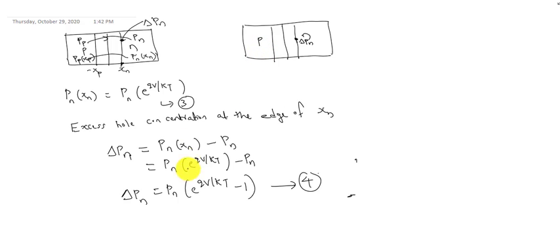So we can write a similar equation for electrons also, that is the excess electron concentration at the edge of P side. So this is delta Np. Delta Np is equal to Np into e raised to Qv by Kt minus 1. So this is equation 5.